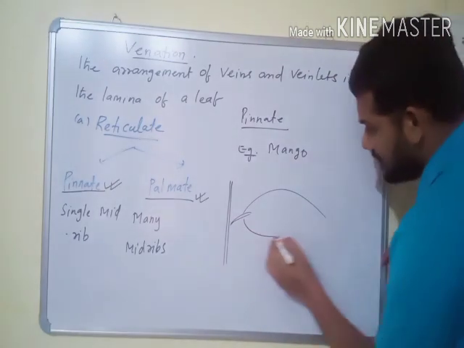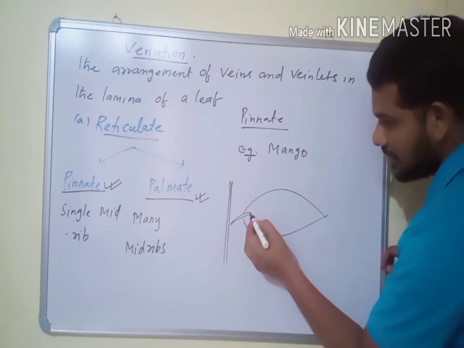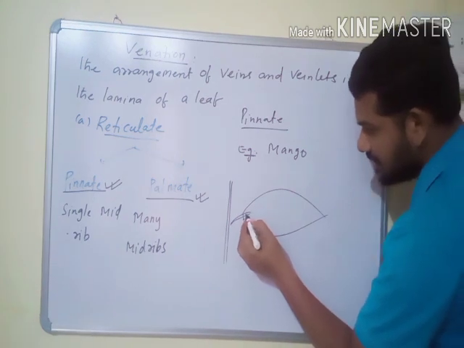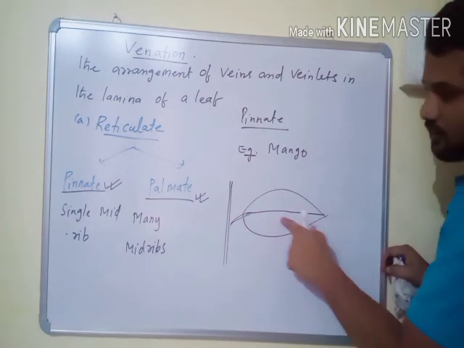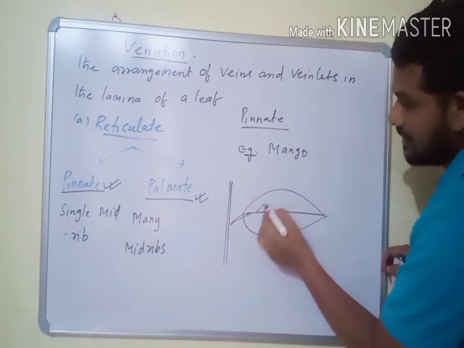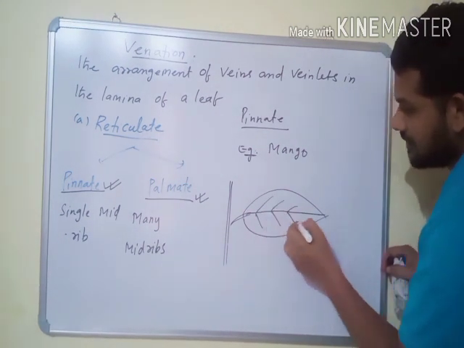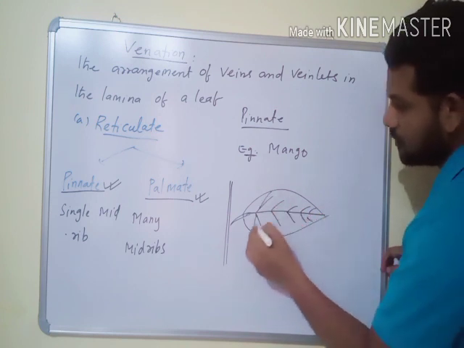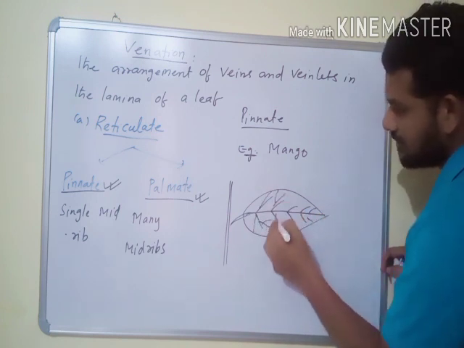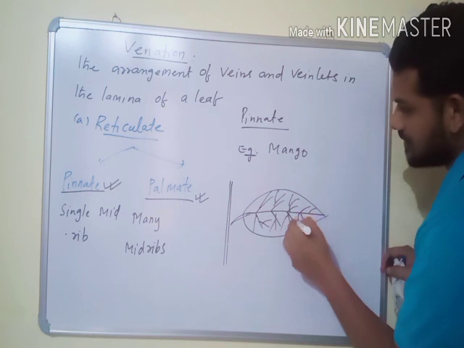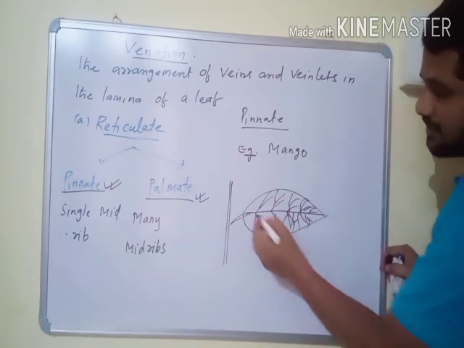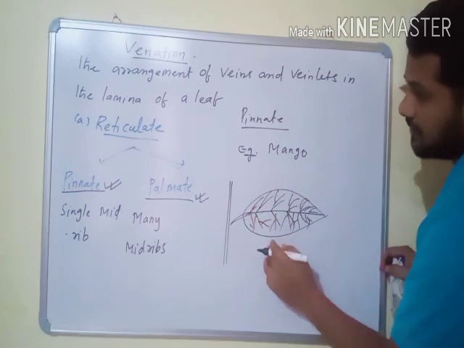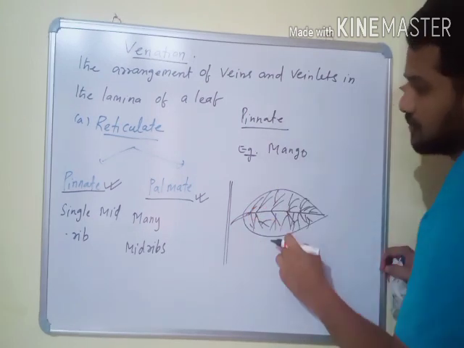This is the lamina. The lamina has a single midrib, and this single midrib runs from the base to the apex of the leaf. Only one midrib, and the lamina produces many veins, and in turn veins produce veinlets, and all these veins and veinlets fuse to form a reticulum or network-like structure.